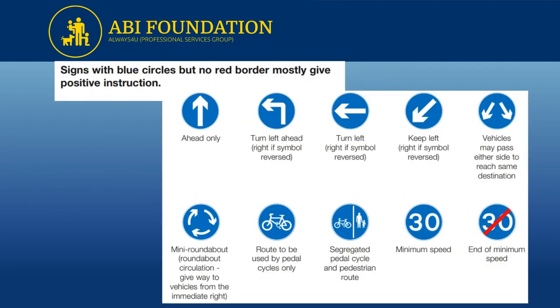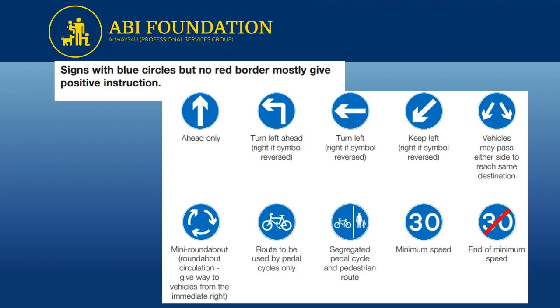Again, if this circle is blue, then it is an instruction. You still need to follow it, but this is not a prohibitory thing. This is information. This one is often asked in your mock tests: what is the sign of a mini roundabout? People get confused with minimum speed and maximum speed. Maximum speed is a red circle with a number, but if it is blue, it's the minimum speed, and then the end of minimum speed.